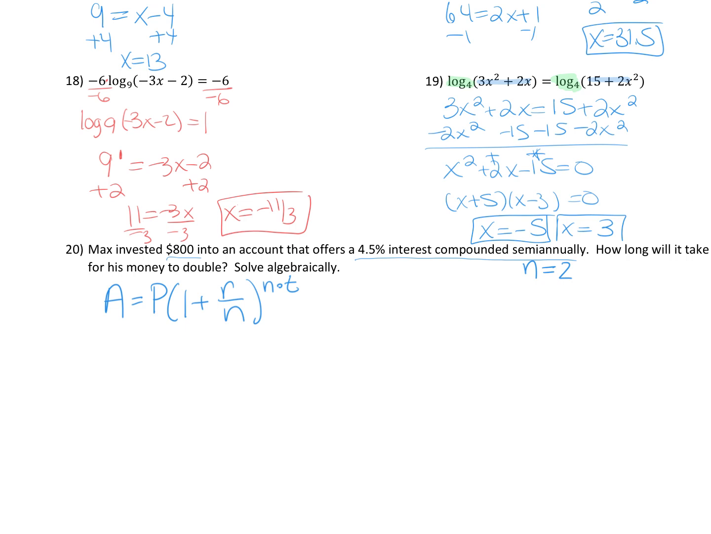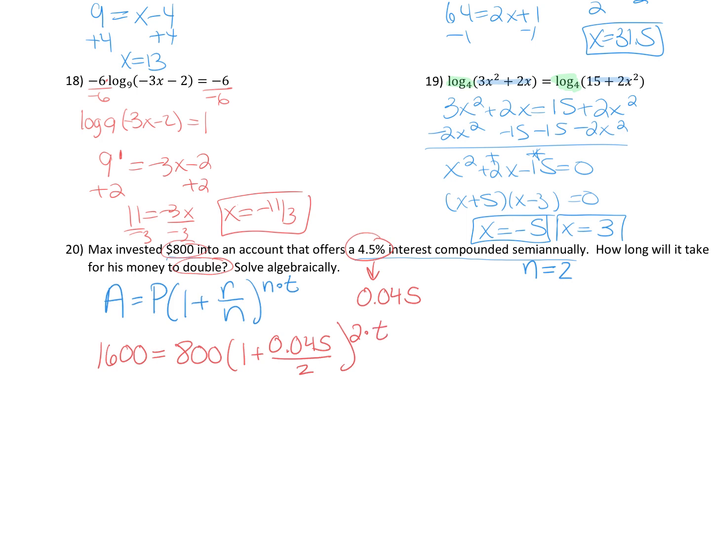So I know that they want my money to double, so that means I need to double 800. That's what I'm hoping the outcome is. So that'll be 1,600. I'm starting with 800. My 4.5% is 0.045 because I moved that decimal 2 to the left, divided by N, which is the semi-annually, and then 2 times T because I'm solving for T.